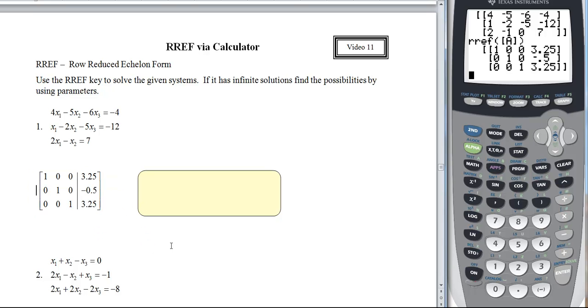So my solution is x sub 1 equals 3.25, x sub 2 equals negative 0.5, x sub 3 equals 3.25. Is that not a nice way to check yourself?